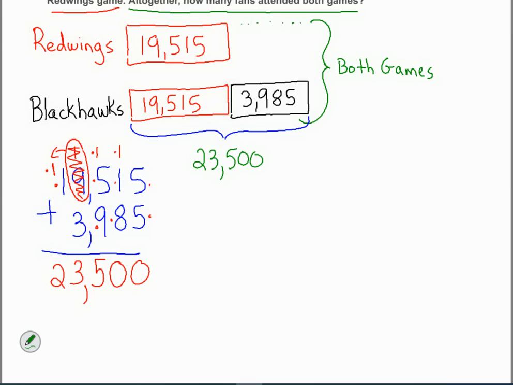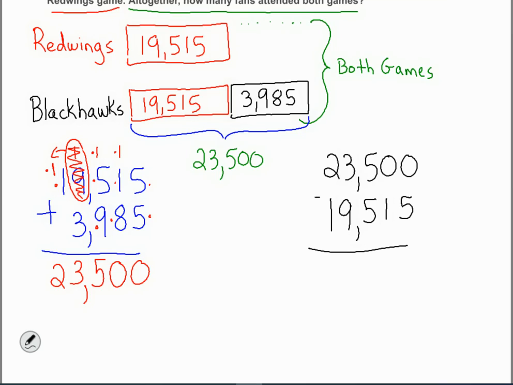We're not done yet. We have another step. Now that we know the Blackhawks attendance, I'm going to write that over here, we can then add that to the Red Wings attendance and get a total for both games. That's another addition problem. I'm going to go ahead and let you solve that at home so we can look at the second problem. After you solve that, that's your final answer, and don't forget to write your answer as a sentence.